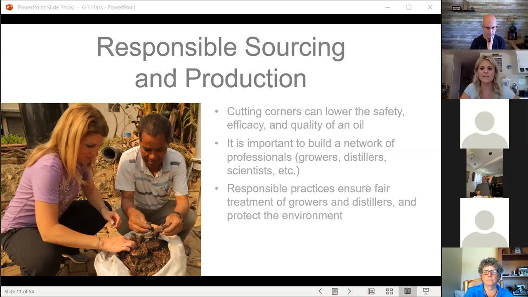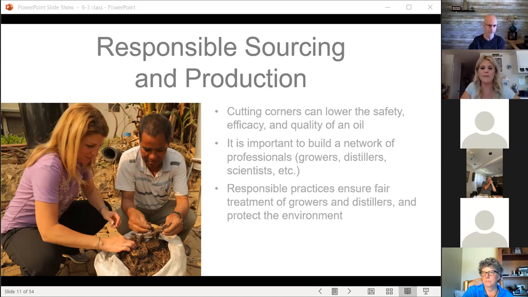And there's several ways to take a plant and turn it into a usable essential oil. However, like I said, cutting corners and skipping steps at any point in the production process will ultimately lower the quality of the oil. So a key to establishing a successful system for producing high quality essential oil is to employ responsible sourcing and production practices at every single step of the way, from planting the seed all the way up to packaging in the bottle.